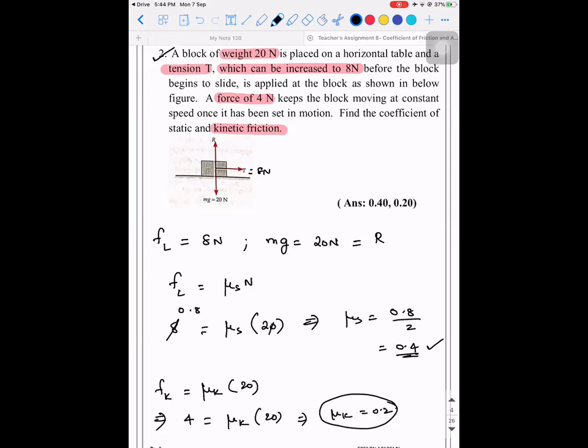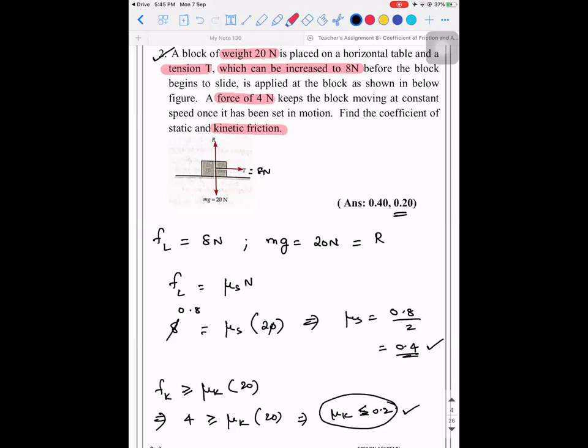So I can write it like this. Mu_k should be less than or equal to, so what will be the maximum value? Maximum value is 0.2. That 0.2 is what is given. Is that clear? Sir, even if it's equal to 0.2 also it will move, sir. It will move.